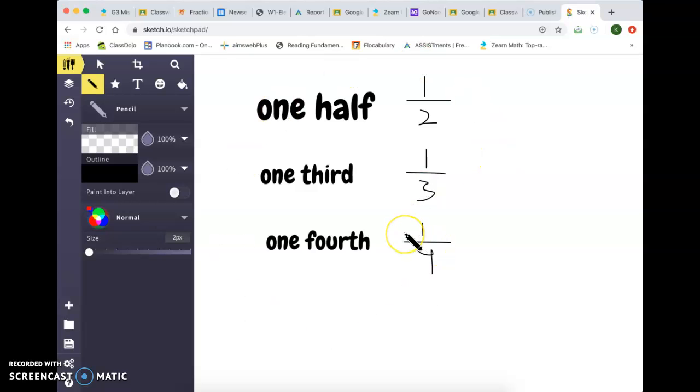I know this is a lot more difficult than if I were actually showing you, but all we're talking about are equal parts of a whole.